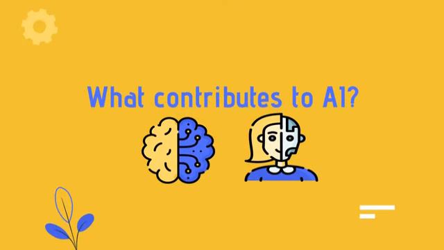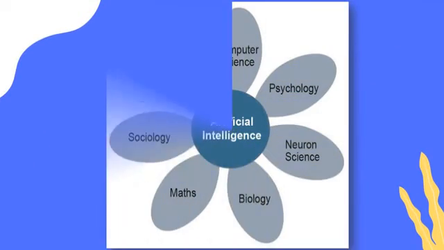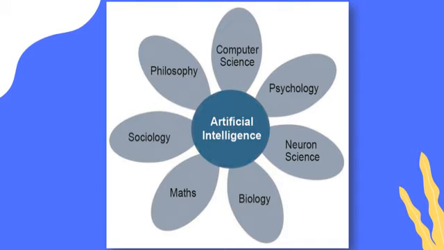Let's see what contributes to AI. AI contributes to many subjects like computer science, psychology, neuroscience, biology, maths, sociology, and philosophy.